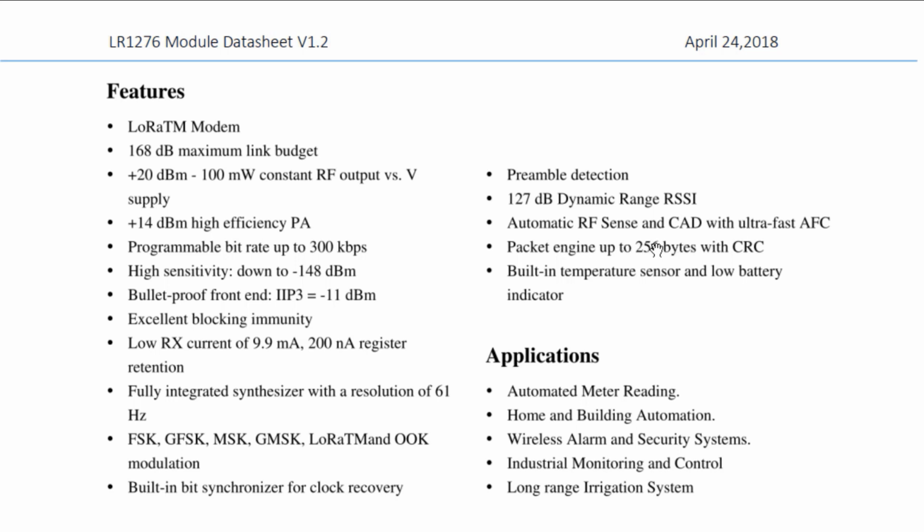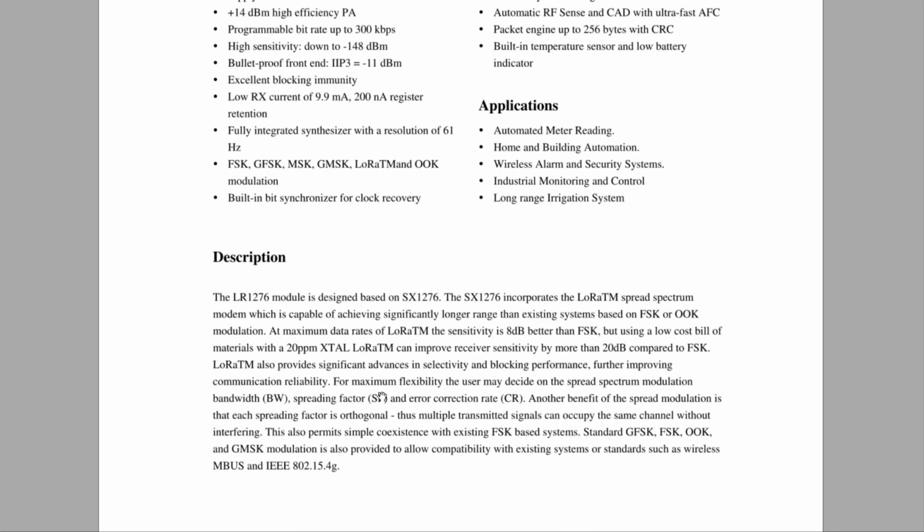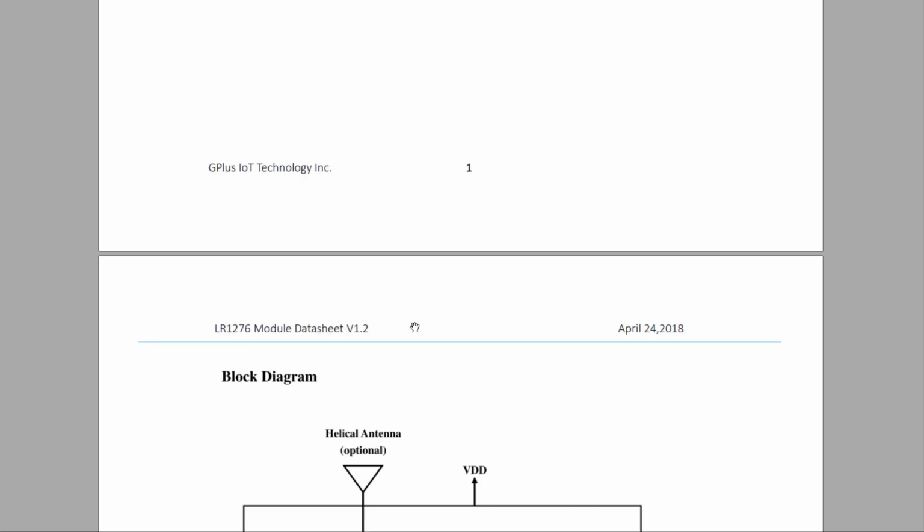It also has a built-in temperature sensor along with low battery indication. The application areas of this LoRa module are automated meter reading, building and home automation, alarms and security systems, and also in industry and agriculture. You can go through this datasheet to learn more about this module.